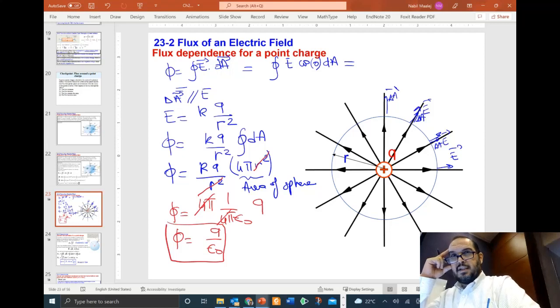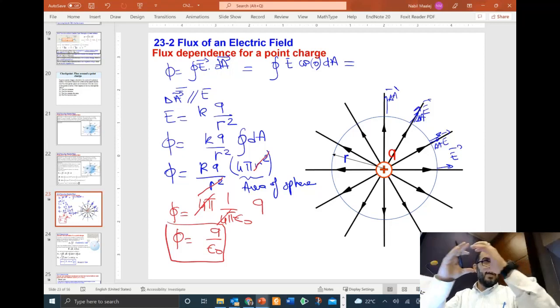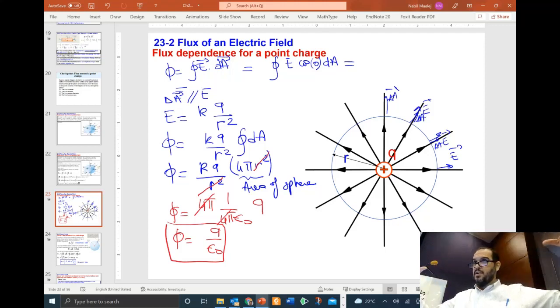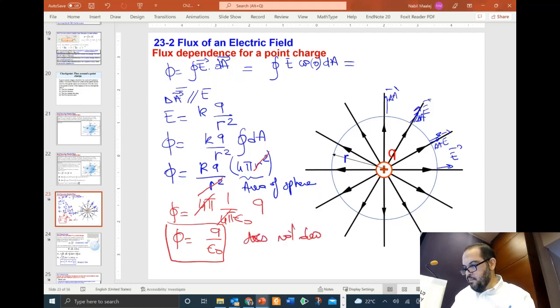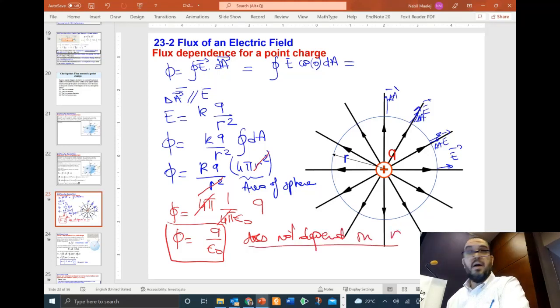Quite an interesting result. It does not depend on the radius. If you halve the radius, or double the radius, or multiply it by 100 times, the charge enclosed is still the same. Q is the same, so this does not depend on R. Very interesting result.